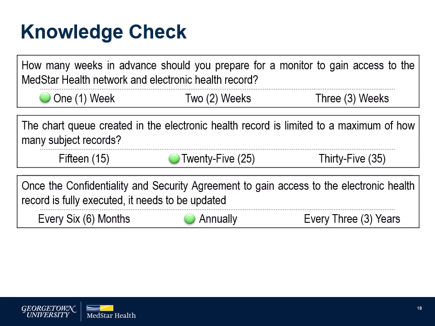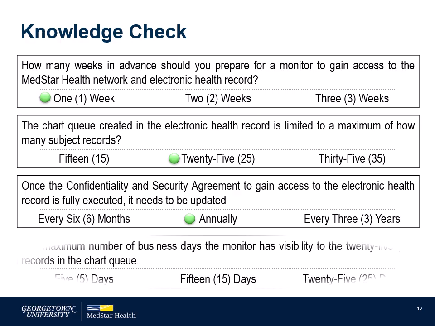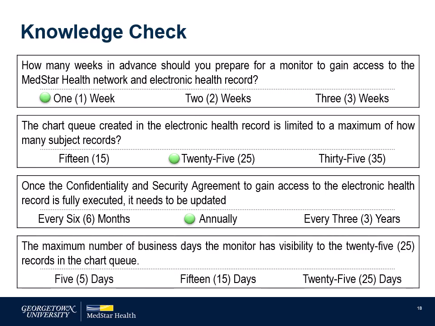And last, the maximum number of business days the monitor has visibility to the 25 records in the chart queue: 5 days, 15 days, 25 days. The maximum number of 5 business days that the monitor has visibility to subject records helps minimize the risk of unauthorized disclosure of protected health information and ensures that access is strictly for the minimum necessary amount of time required for the authorized purpose.